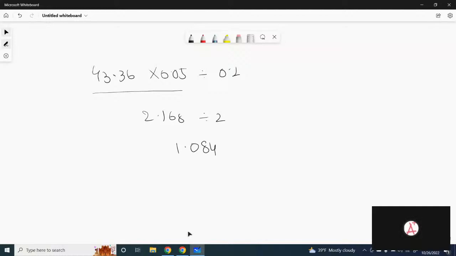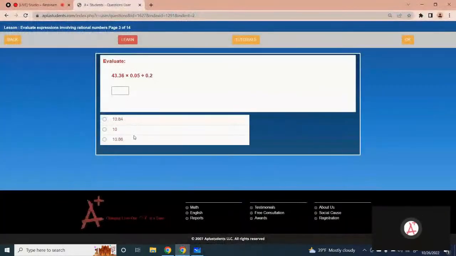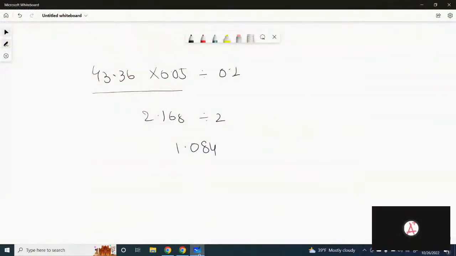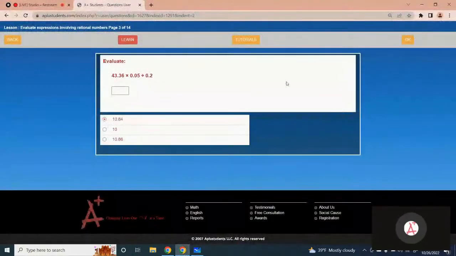Got it? Just select the correct option and click on the OK button. It is 43.36 times 0.05 divided by 0.2. Sorry, you have to divide it by 0.2, not by 2. I divided it by 2. Got it? So dividing by 0.2 gives 10.84. So the correct option is 10.84. Just select the correct option and then click on the OK button.